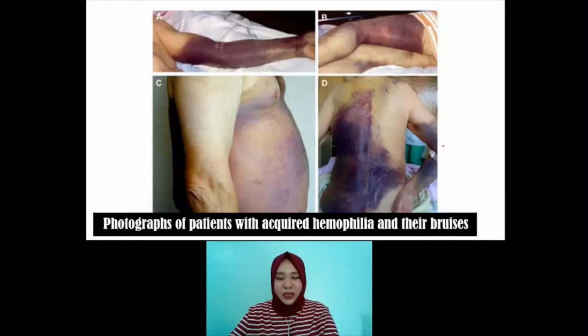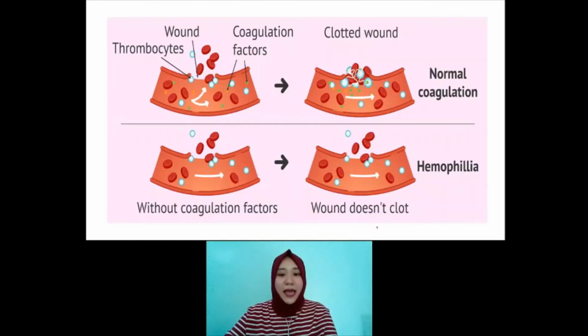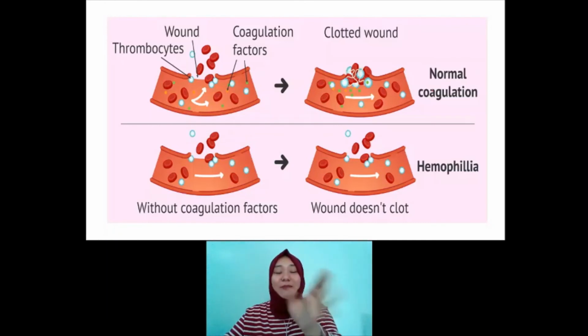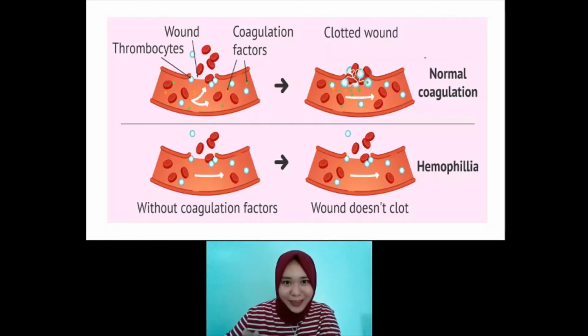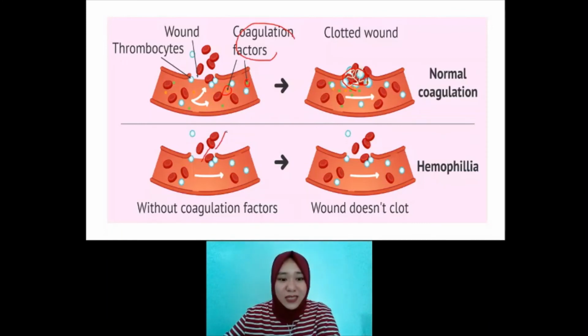Okay? So internal bleeding, hemophilia. So this is how it happens. People with normal blood clotting, people who don't have hemophilia for short, have these coagulation factors. Okay, these help in clotting or facilitating blood clotting. Okay, so they gather there so that the blood can no longer come out, so that the wound will clot. But people with hemophilia don't have these coagulation factors. So what happens? The blood just keeps flowing outside the blood vessel. So the wound won't clot. Okay, there is no blood clotting.